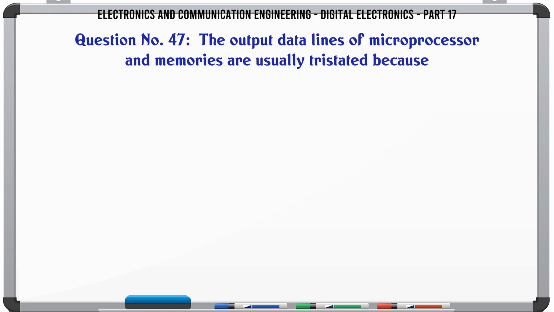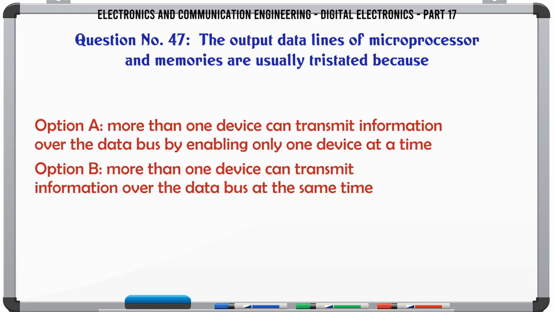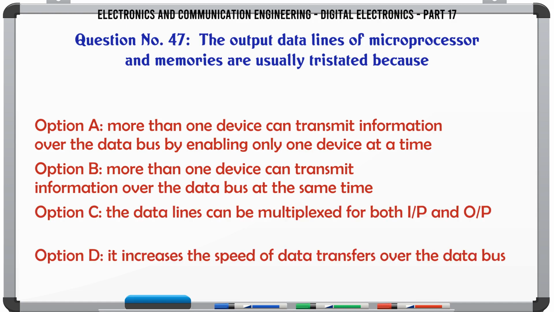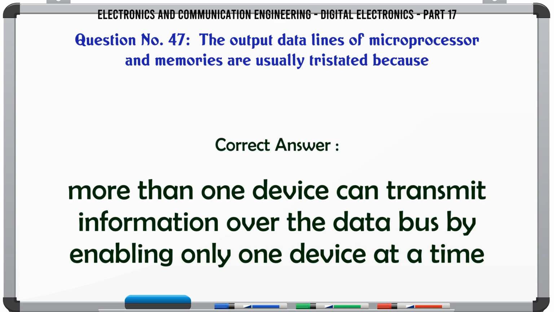The output data lines of microprocessor and memories are usually tristated because A. More than one device can transmit information over the data bus by enabling only one device at a time. B. More than one device can transmit information over the data bus at the same time. C. The data lines can be multiplexed for both input and output. D. It increases the speed of data transfers over the data bus. The correct answer is more than one device can transmit information over the data bus by enabling only one device at a time.